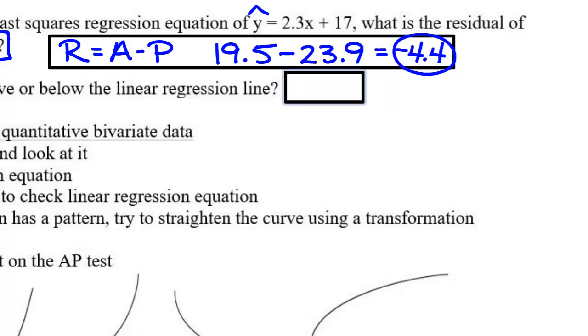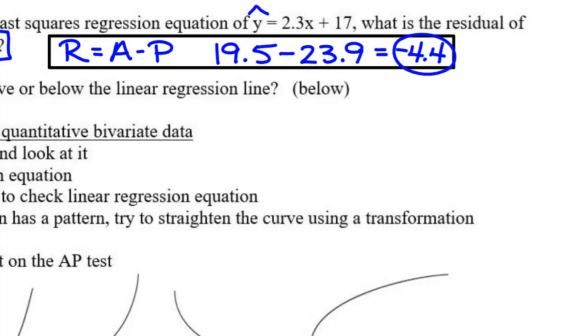So if I were looking at a scatter plot with all of this data, would this point right here lie above or below our linear regression line? Below. The actual is smaller than the predicted, so the point is going to lie below the line. So does that mean the model is over-predicting or under-predicting? Over-predicting. The line is above the point, so you would have to go up to get to the predicted. So that means it's an overestimate.